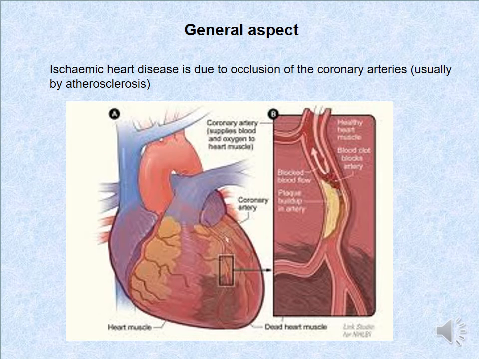General aspect of chronic ischemic heart disease is due to occlusion of the coronary artery, usually by atherosclerosis. This figure shows the coronary artery is reduced the size by accumulation of lipid within its lumen.